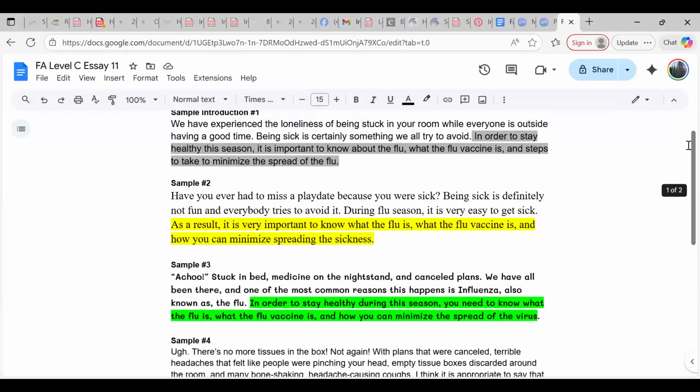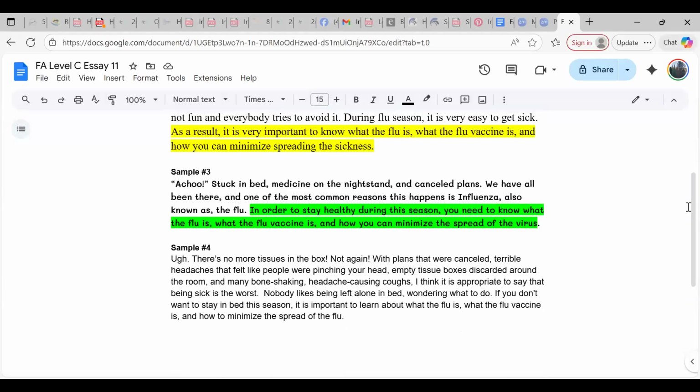Have you ever had to miss a play date because you were sick? Being sick is definitely not fun, and everyone tries to avoid it. During flu season, it's very easy to get sick. As a result, it is very important to know what the flu is, what the flu vaccine is, and how to minimize spreading the sickness.